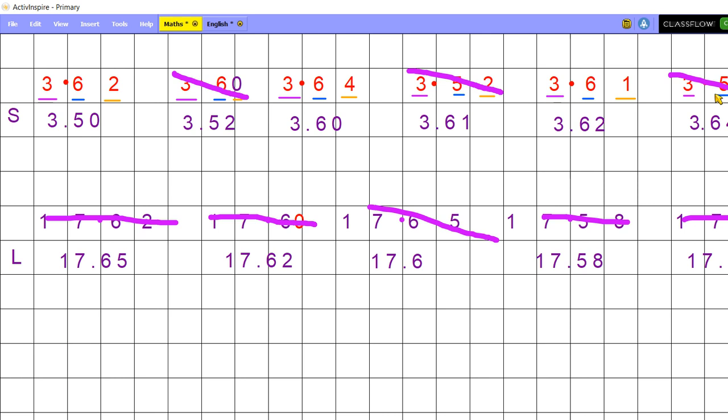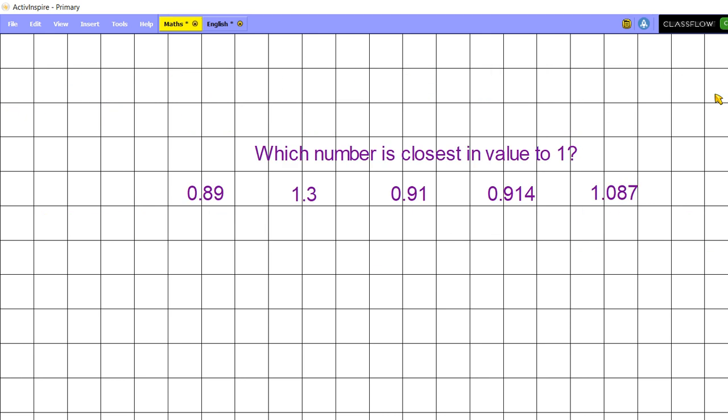One little challenge before you go off to do your learning. I want you to tell me at the end of your work, which number is closest in value to 1. Have a look at all of those numbers and see if you can work out which is closest to 1. At the bottom of your work, put whichever number is closest to 1, and then I can see whether you've got it right. Good luck with your learning today, everybody, and I look forward to seeing how you get on.